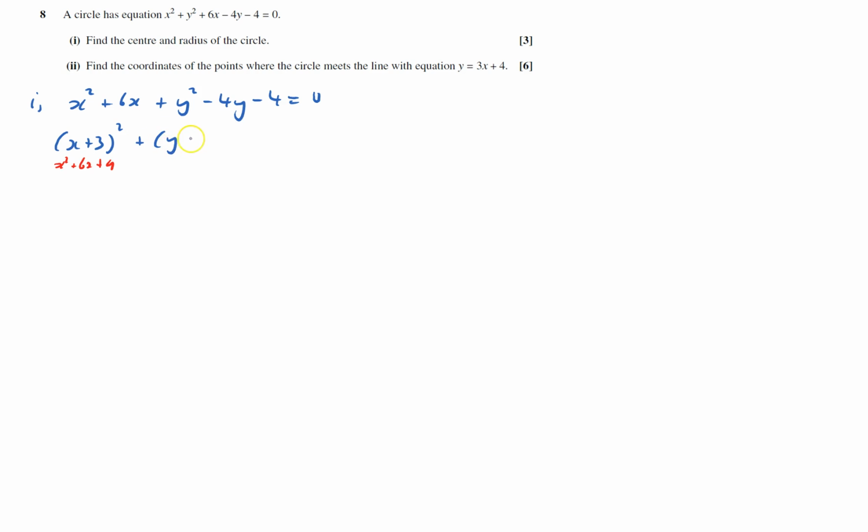I'm going to do it all in one go. Plus, it's going to be y and it's going to be squared. It's obviously going to be half of that. And that will give me y squared minus 4y plus 4. So what I've done so far, I've added 9, I've added 4. So I've added 13. I want it to be minus 4. So I've got to take away 17 altogether. That equals 0. And so I just put it into my normal form.